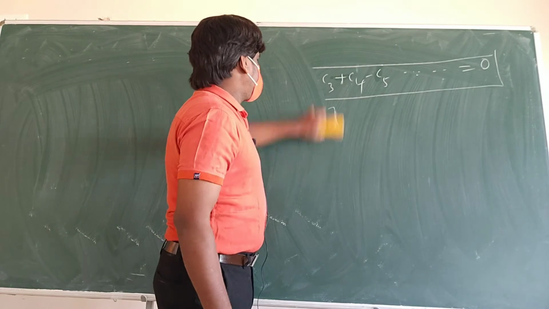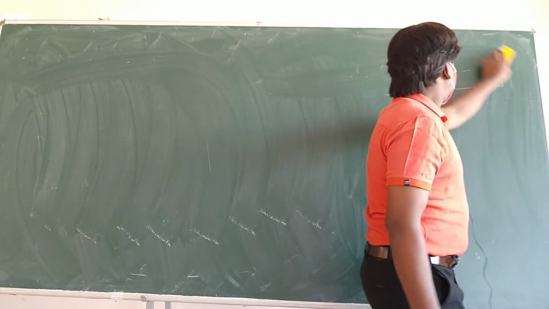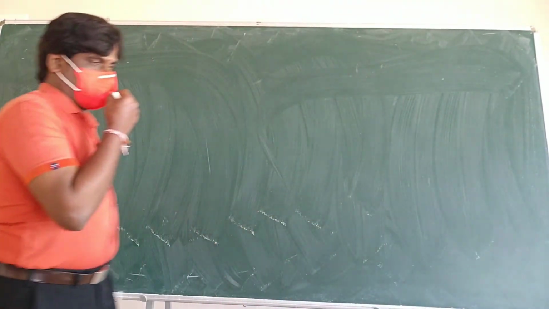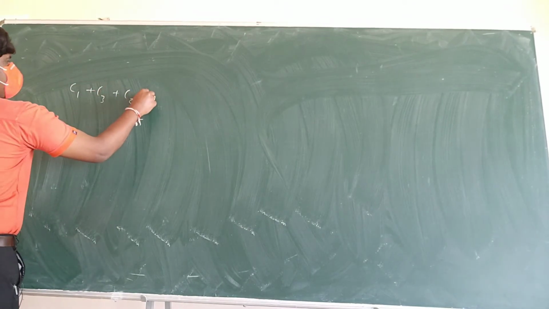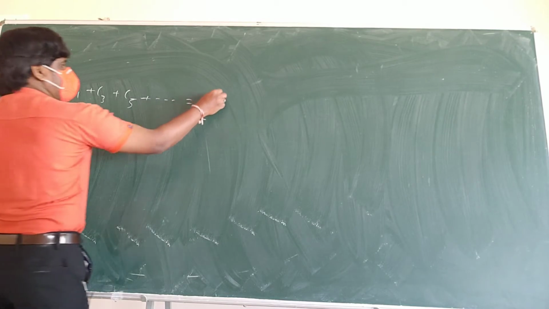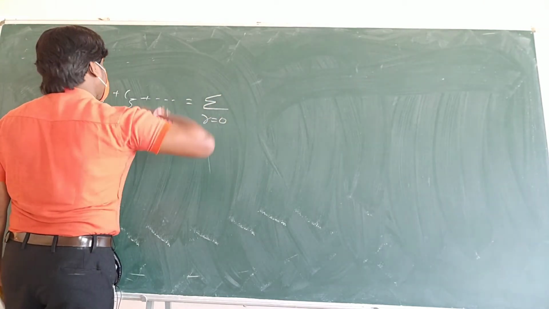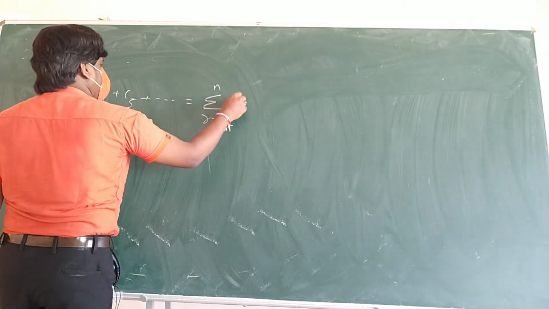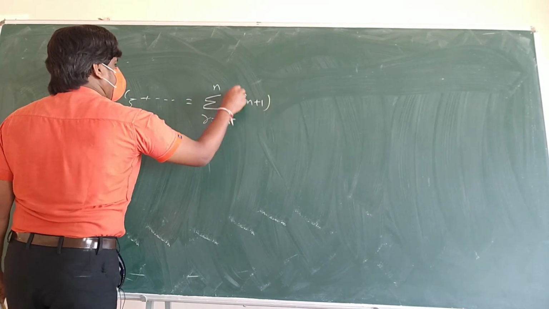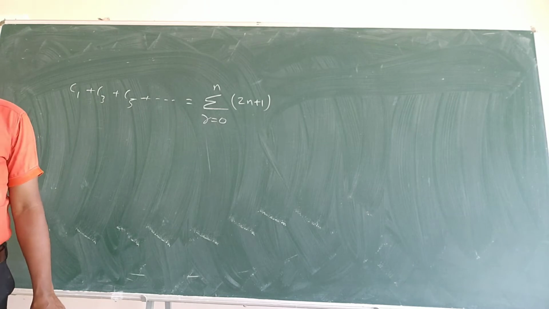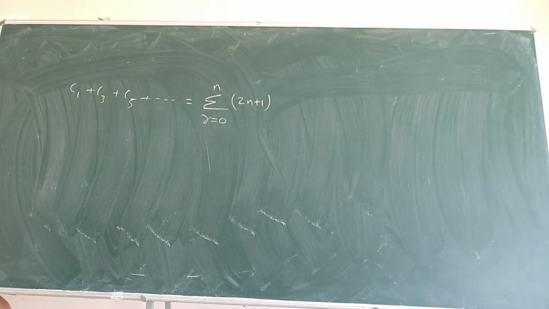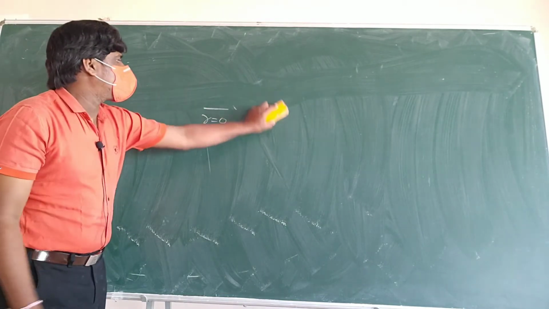Odd numbers are in which form? See, suppose C1, C3, C5 and so on. This can be written as what? Sigma r is equal to 0 to n, 2n plus 1 form. 2n plus 1 form will be there, but it is not required. Okay, so evaluate questions we will solve.